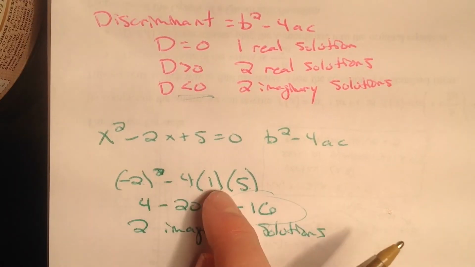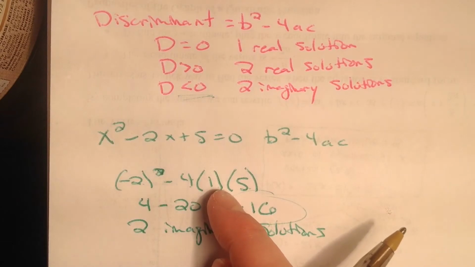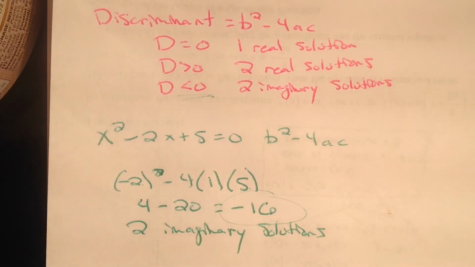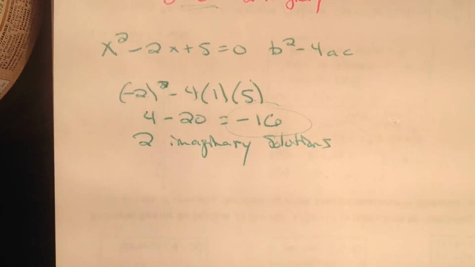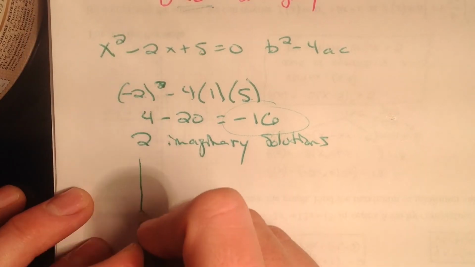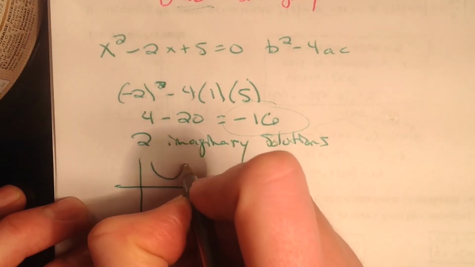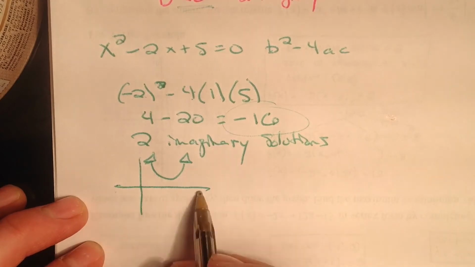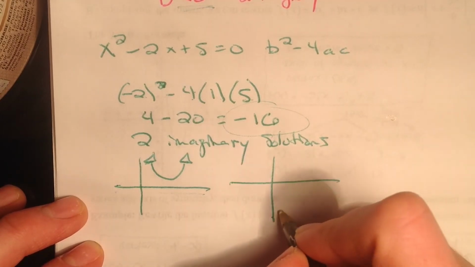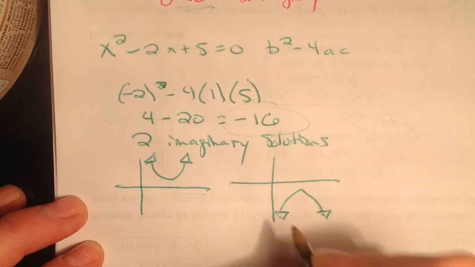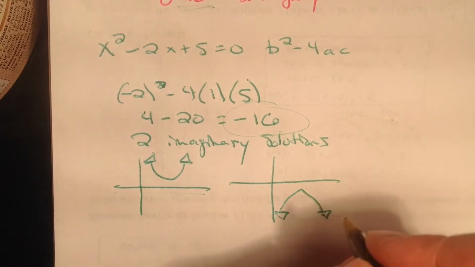Now, what we are plugging into this, we don't know. We'd have to actually plug it into the quadratic formula. But we know automatically off the bat, they're imaginary. So what this means is we have a case of either a function that does this, so it doesn't cross the x-axis, or a function that does this, so it doesn't cross the x-axis.